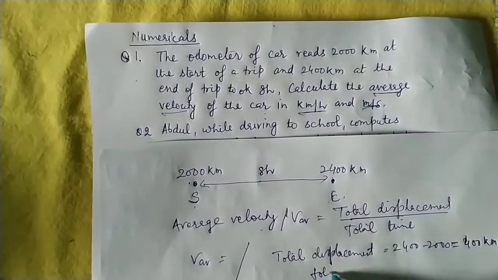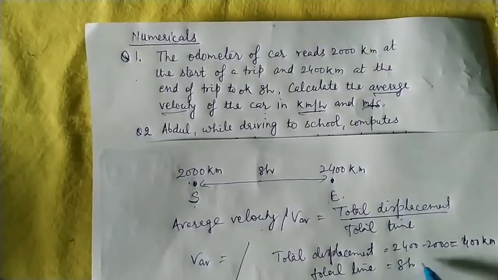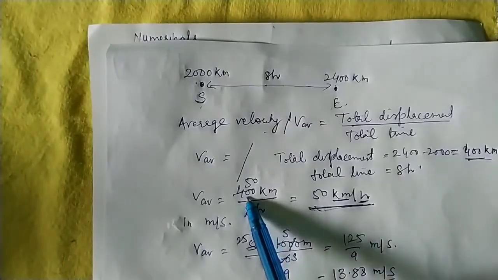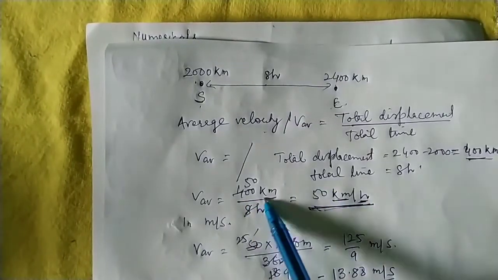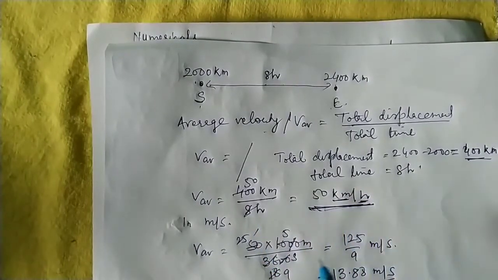And what is total time? That is equal to 8 hours. So the average velocity is equal to total displacement, that is 400, divided by total time, that is 8 hours. So it becomes 50 km per hour.